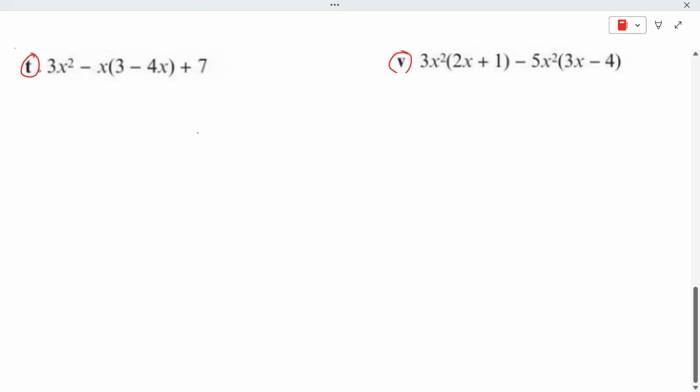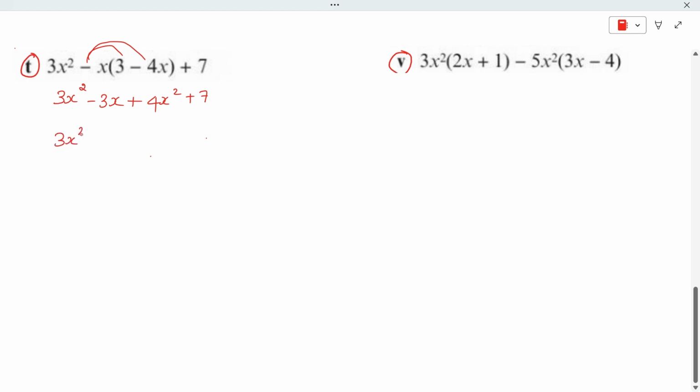Let's do question T. 3x square, write as it is, and minus x. So minus is placed outside the bracket, so it is going to reverse the sign of the terms inside the bracket, isn't it? So minus x times 3 is minus 3x. Minus times minus is going to be plus. X times 4x is 4x square. Plus 7. Combine the like terms.